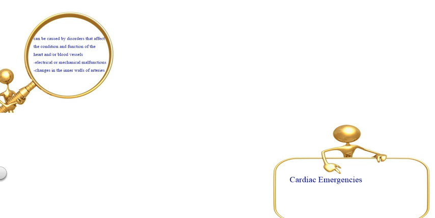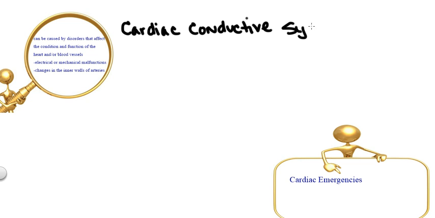I'm going to talk about cardiac emergencies, which can be caused by disorders that affect the condition and function of the heart or blood vessels. For example, electrical or mechanical malfunctions of the cardiac conductive system. Asystole is a condition in which the heart stops generating electrical impulses.